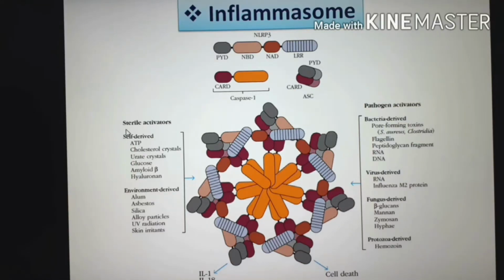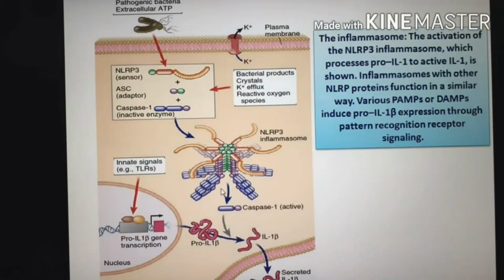And also you can see sterile activators like self-derived molecules and environment-derived molecules like skin irritants, UV radiation, alloy particles, silica, asbestos, alum, and cell-derived ATP, cholesterol crystal, any crystal like urate crystal can develop this inflammasome. In this slide, I will explain the function of inflammasome.